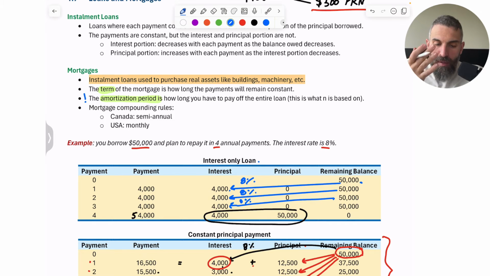It means that your payment will be the same for 5 years. And then after 5 years, your payment will change. So the lender will look at what the interest rates are 5 years from now, and they'll give you a new payment. And then for the next 5 years, that'll be your payment.